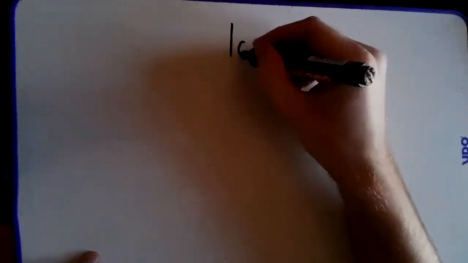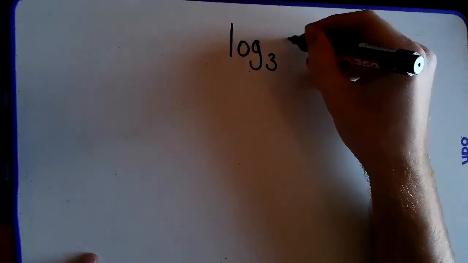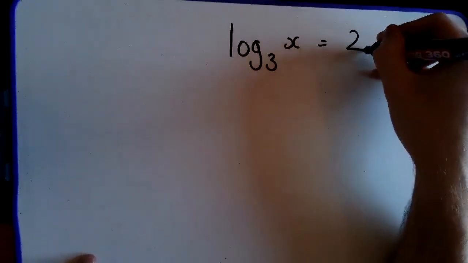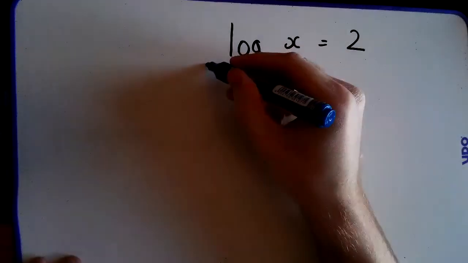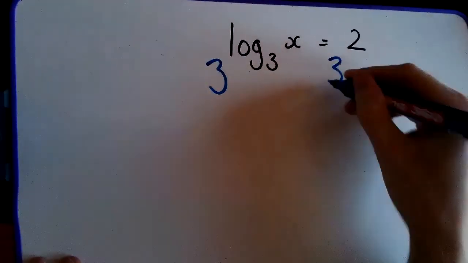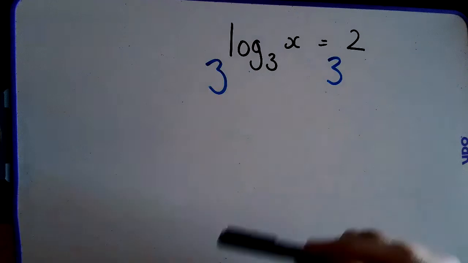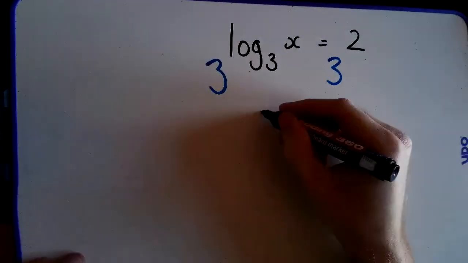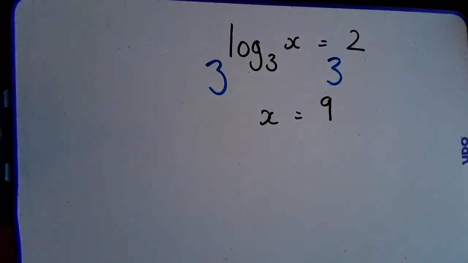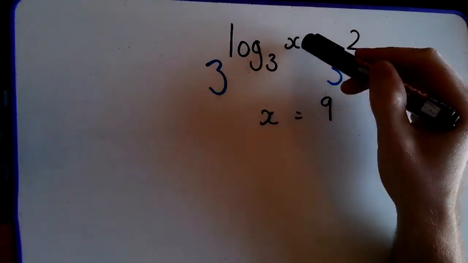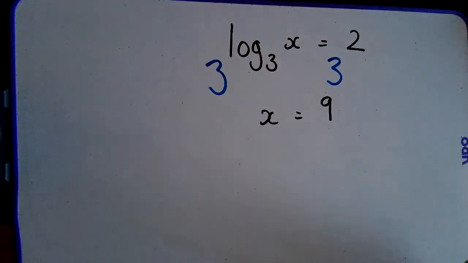Okay, so remember the inverse of a log is an exponential. So something like log base 3 of x equals 2. Well, to get rid of the log base 3, I do 3 to the power of both sides. 3 to the power of that side equals 3 to the power of that side. The 3 and the log 3 cancel out, so I get x on this side. And 3 squared is 9, so x equals 9. So log base 3 of 9 equals 2, and it does work, because 3 squared is 9.